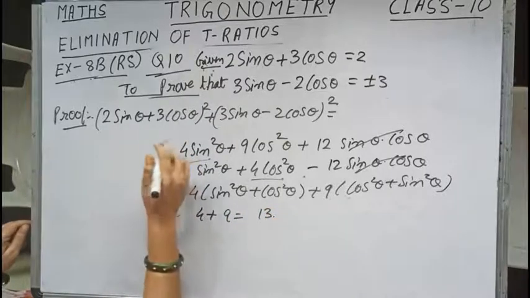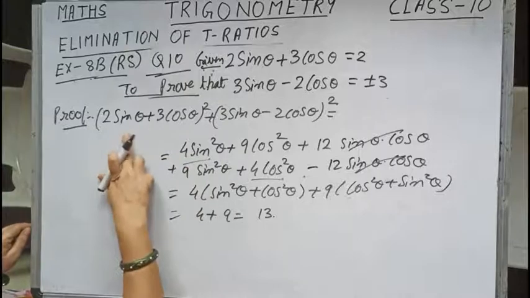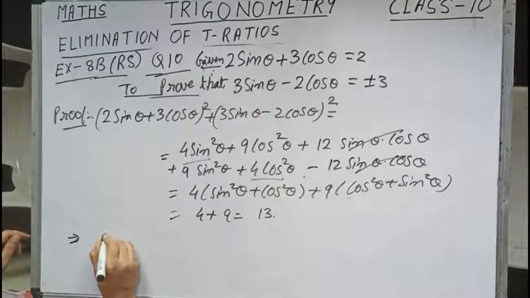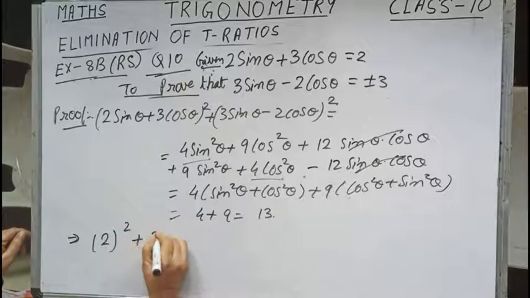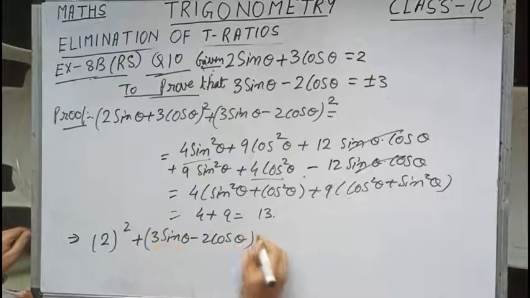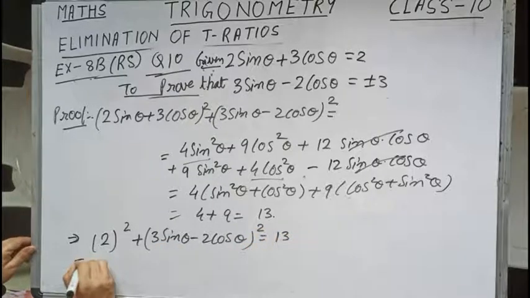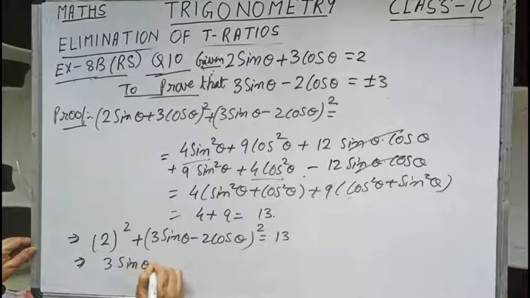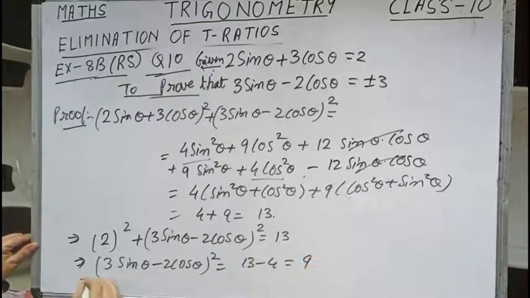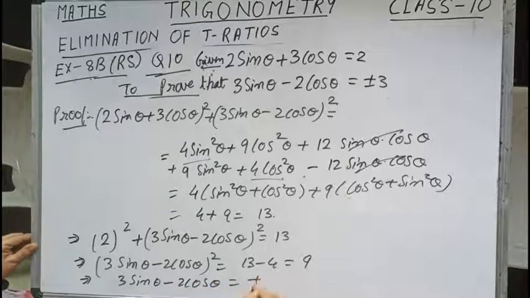Now in LHS, this we are solving, no? In LHS we have (2 sin theta plus 3 cos theta) whole square. So in place of this I will be putting the given value. So this implies 2 whole square plus (3 sin theta minus 2 cos theta) whole square equals 13. So this implies (3 sin theta minus 2 cos theta) whole square will be equal to 13 minus 4 equals 9. So this implies 3 sin theta minus 2 cos theta equals plus minus 3, and hence proved.